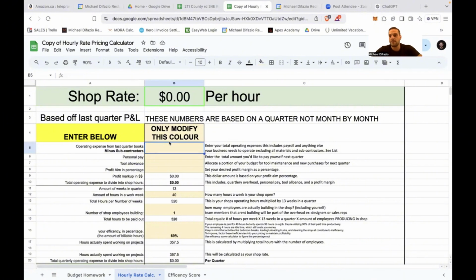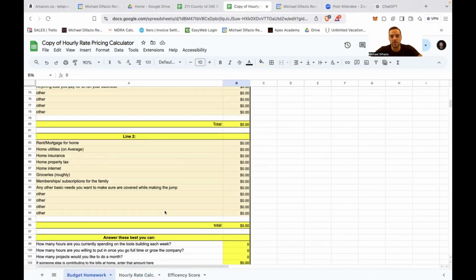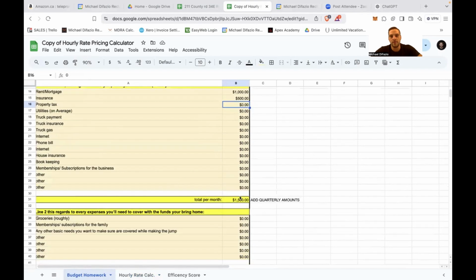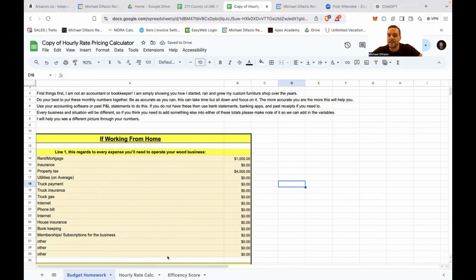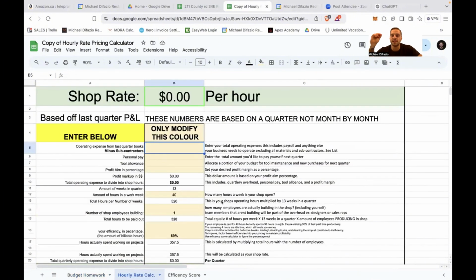So we're going to say, if inside your budget homework, it came up to $1,500 a month, just for easy numbers. I'm going to make this a little bit more realistic here. $5,500 a month. Let's just make it exactly $5,000. Okay. So your average monthly cost, if you're working from home, is $5,000. Everything in this pricing calculator is done quarterly. So I need you guys to pay attention to that. So your operating expense from last quarter books. If you don't have the books, use the expense homework that I just gave you and went through. If it's $5,000 a month, it's going to be $15,000 a quarter.